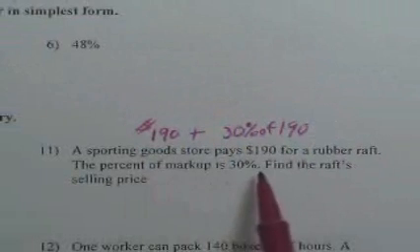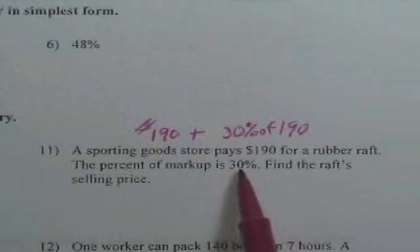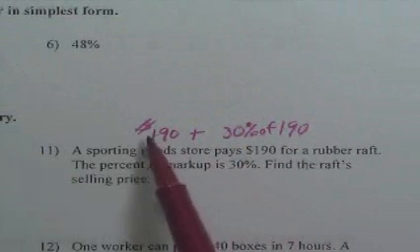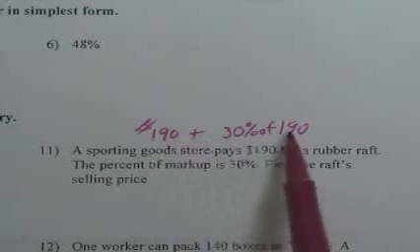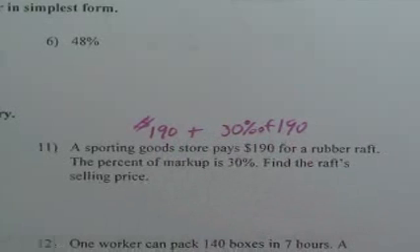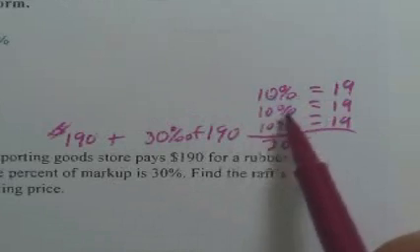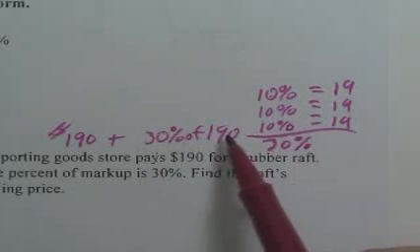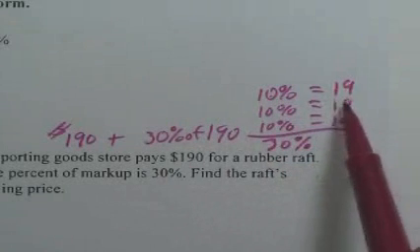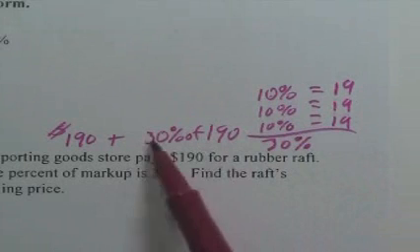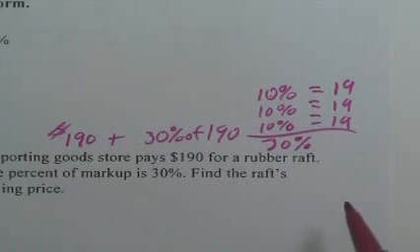Number 11, you want to find the markup. They marked up the price 30%, so they took 190 plus 30% of 190, and that's what they sell it for. For 30%, that's just 10% 3 times, right? 30% of 190, 10% is 19. I did 3 of those. You could have multiplied if you wished. I just chose to do 3 of those.